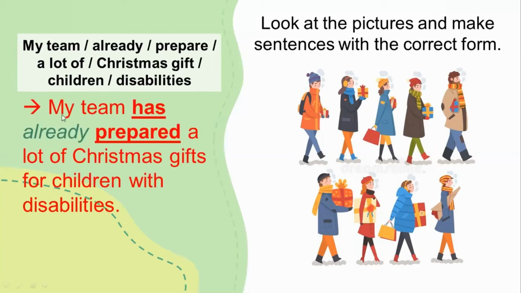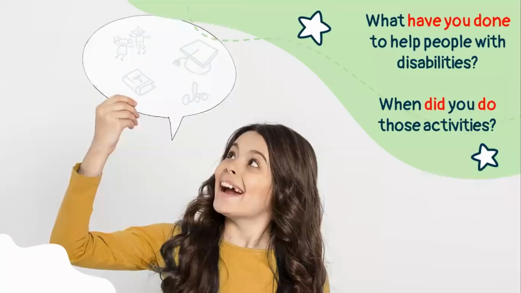This is a singular noun, so we use has already prepared a lot of Christmas gifts. I noticed that you forgot to add an S in the gifts for children with disabilities, okay? Thank you. So you might be more careful next time. Yeah, thank you, teacher. Okay. This is the last activity of ours.